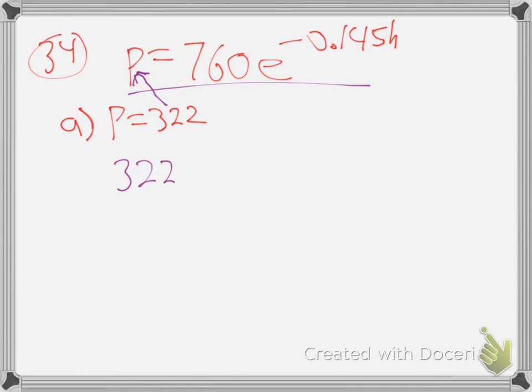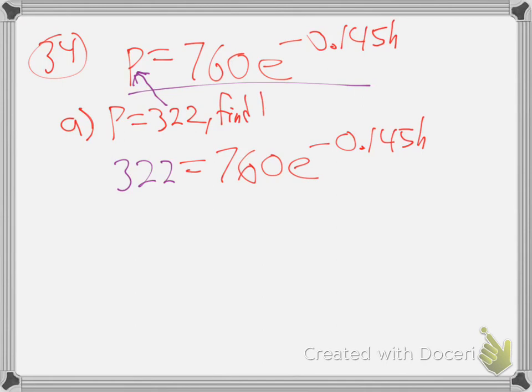322 equals 760 e to the minus 0.145h. Good to there so far? And now they want us to find h, so I should have written that. Find h. So notice basically, if you put this much pressure in the hot air balloon, how high will it go? That's basically the physics, real life.